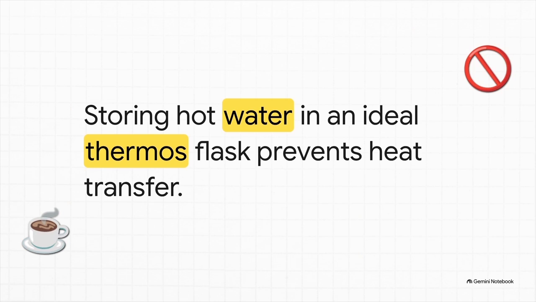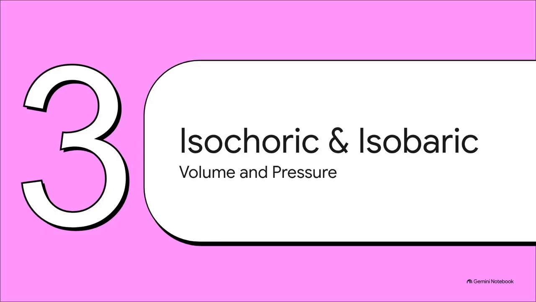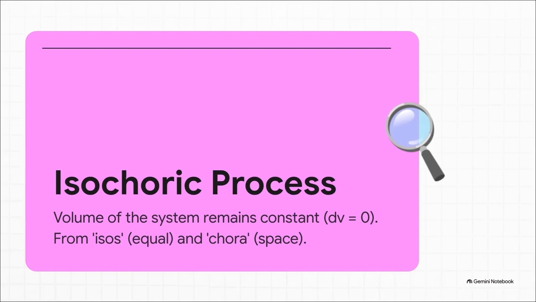For a perfect real world anchor, just imagine storing hot water in an ideal thermos flask. Because the thermos doesn't allow heat transfer through its thick insulated walls, the system inside is perfectly isolated. Let's move on to part 3 and see how this builds. Isochoric and isobaric processes. Now we are dealing with volume and pressure.